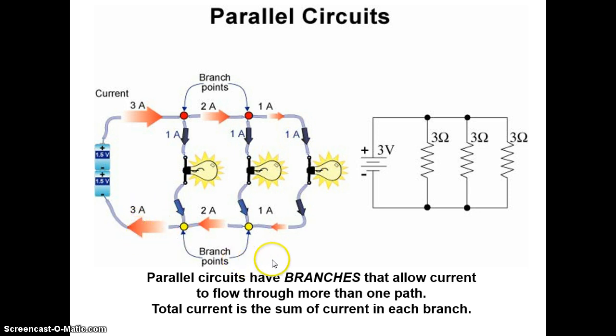But what's the same in each of these is the voltage across, or the voltage drop across, each of these bulbs. So remember that in a parallel circuit, the voltage drop across each of the components is the same. And in a series circuit, the current through each of the items is the same.